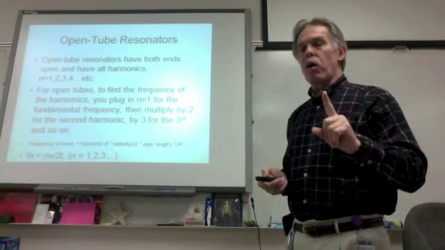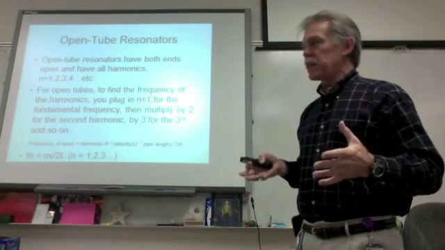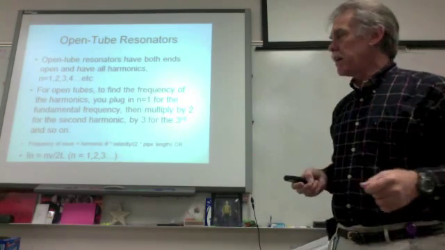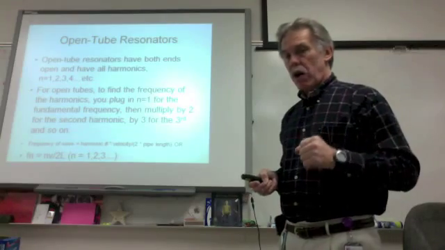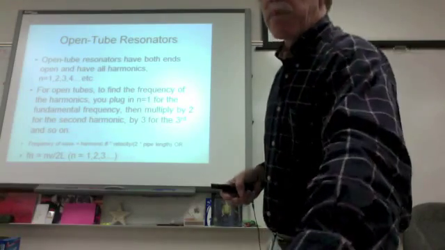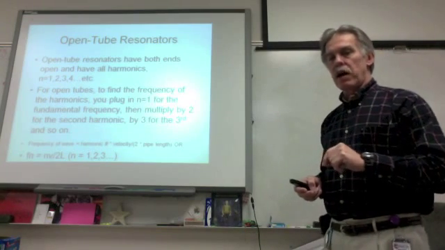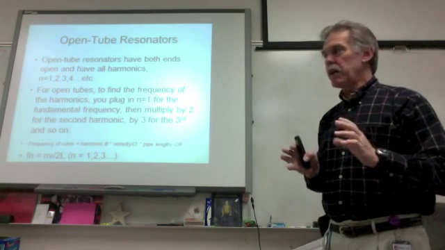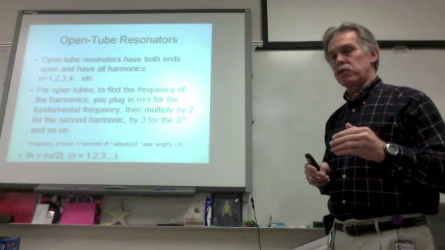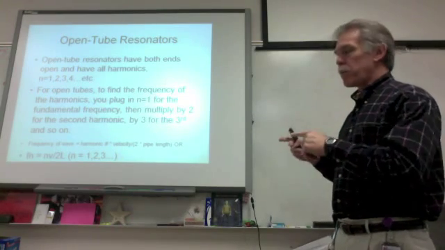Let's make n equal 1, and both of the n's basically go away because one's the identity. So the first harmonic, the first frequency harmonic, would be v over 2L. In other words, the speed of sound v over the length of the tube times 2. That would be the first harmonic.